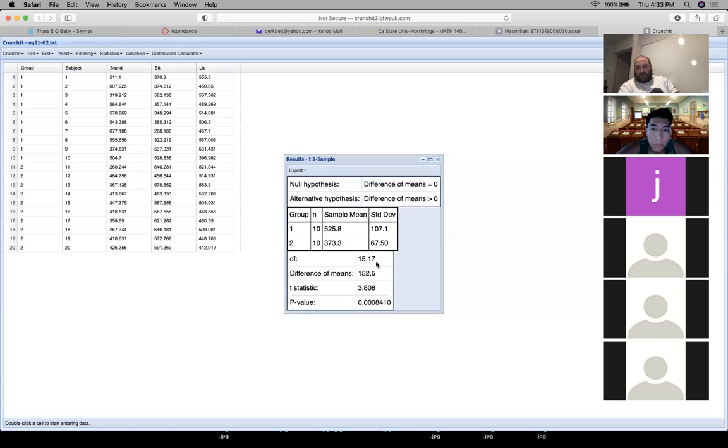Okay, because remember last time we had n-1, correct? So where does 15.17 come from? Well, when there's 2 samples, it's a little more complicated. We'll get to that. The difference of the means, if you actually compute it, you get 152.5. Our T-statistic is 3.808.